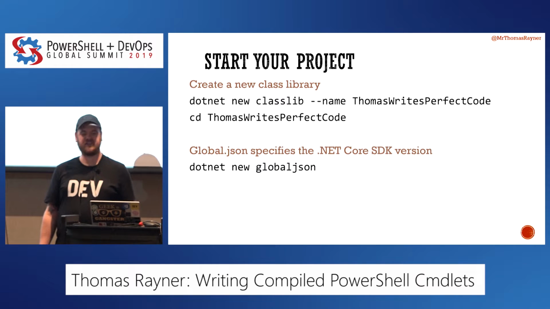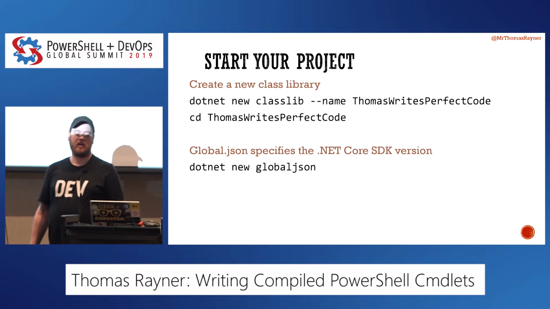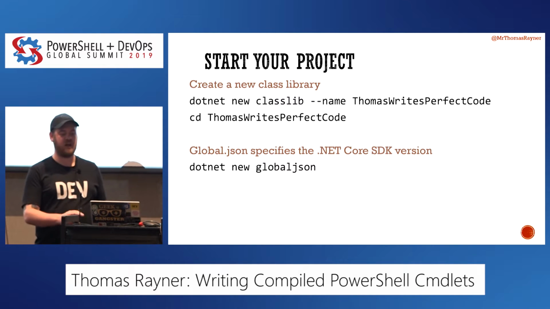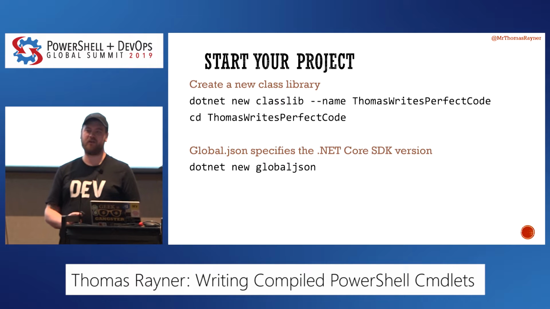Then, this isn't mandatory, but I like to do it. You're creating a new global JSON artifact in that class library folder that we created. This allows you to specify the .NET Core SDK version.